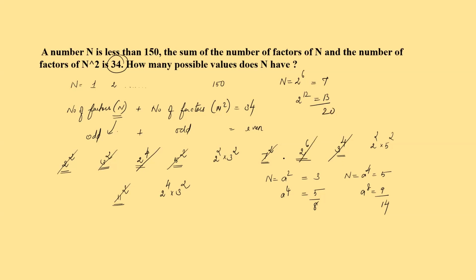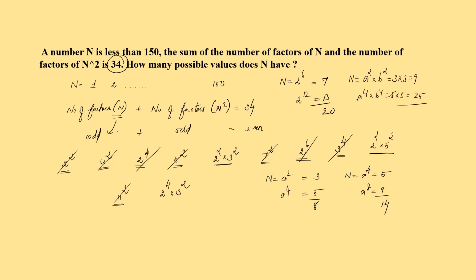So let's go ahead. This is common there. Okay. So if the number is in the format a square into b square, both these numbers are in the format a square into b square. So this will have 3 into 3, a total of 9 factors. And then n square will be a power 4 into b power 4. This will have 5 into 5, a total of 25 factors.